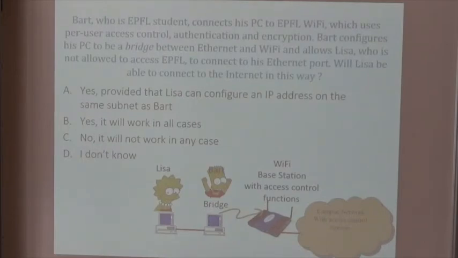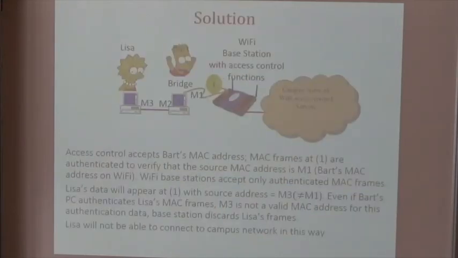So can you share the connection in this way? And the correct answer is no. By bridging, it will not work. Right? And what's the reason? The reason is the authentication that is typically done in this and other settings. The MAC address: if you do bridging here, the packets sent by Lisa will appear to the Wi-Fi station with the source MAC address M3. Because that's the name of the game with bridging.